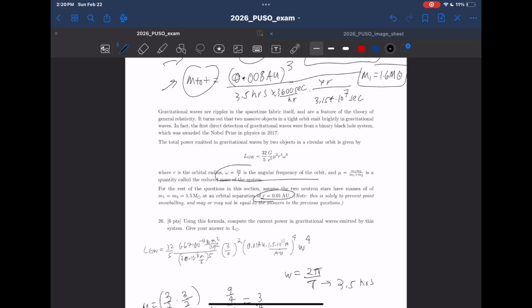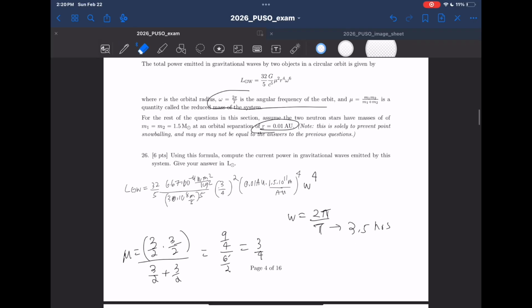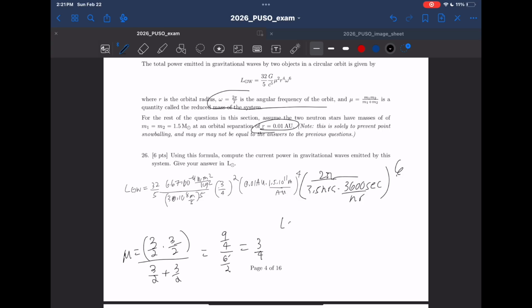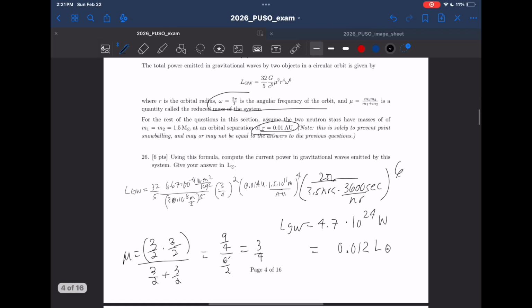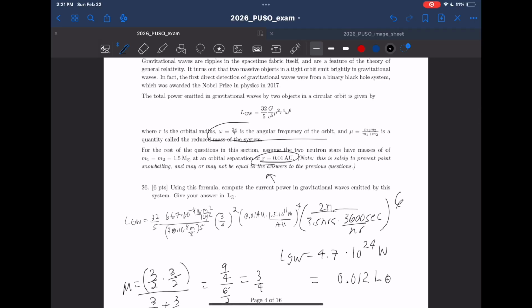Okay, so using this result, we're going to find that, putting in the angular frequency, this is 3.5 hours times 3,600 seconds an hour, raised to the 6th power. Your result is that L_GW is going to be equal to 4.7 times 10 to the 24 watts, which is about equal to 0.12 solar luminosities. So that's kind of cool. It has like 1% of the solar luminosity emitted in gravitational waves at this separation axis and orbital speed.